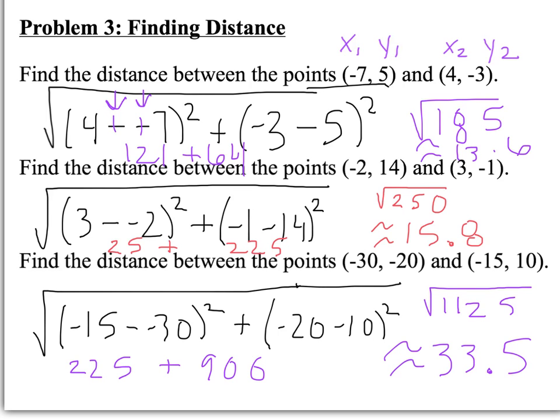So if you look at my work, the first thing I did, or I actually didn't show my work, was this was my x1, y1, x2, y2. And then I plug in my answers in my formula. And this is what I got. Once you simplify it, I had 25 plus 225, which is 250, or 15.8. The last one, I chose negative 30 to be my x1, y1, and my x2, y2. Plug in my formula, and I get square root of 1,125, or roughly 33.5.